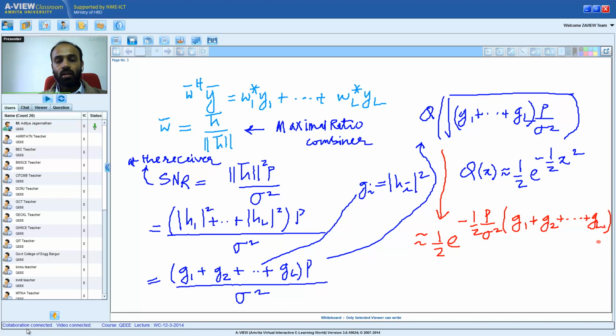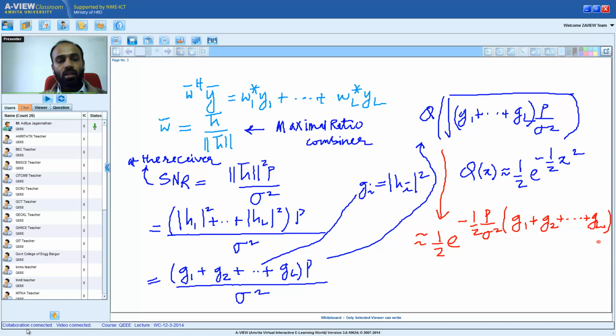Alright, so using the approximation, this becomes half e to the power of minus half P over sigma square (g1 plus g2 plus so on until gL). So using this approximation, I'm able to get that the net bit error rate for this system is half e to the power of minus half P over sigma square (g1 plus g2 plus so on up to gL).